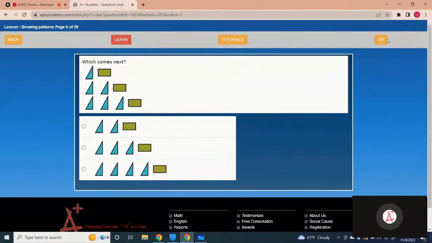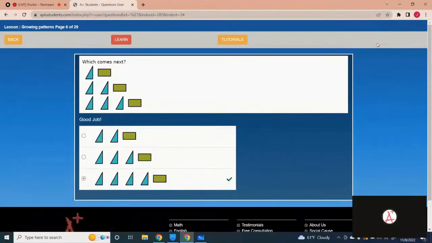Okay, the next one is which comes next? A triangle and a rectangle, two of the triangles and again a rectangle, three of the triangles, again a rectangle. So for the next time it would be four of the triangles and a rectangle. Got it? So option three is the correct option.